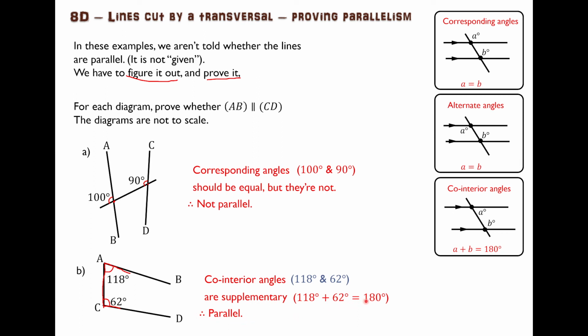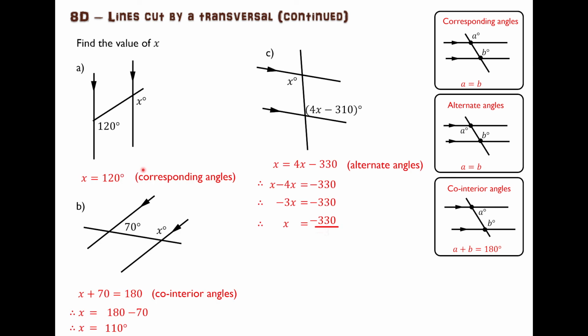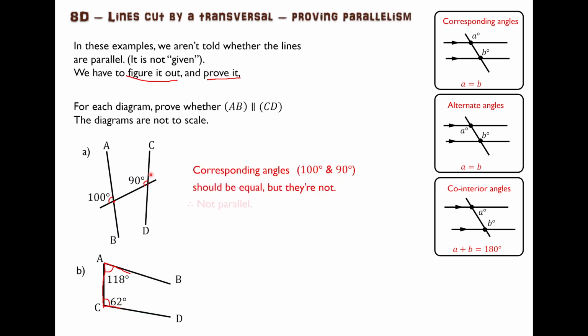If we got something else here, like 190 degrees, what would we conclude? If we got 190 degrees, we would have to conclude that they're not parallel. So you can see that these theorems can be used in two ways. You can use it to determine whether two lines are parallel, and normally you do that when you're not told that they're parallel. And you can also use it to determine one of the unknown angles.